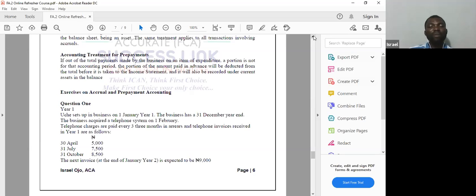For the telephone charge, they normally pay every 3 months, and they purchased it in the month of February. So they use it in February, March and April. At the end of April, they forward an invoice of 5,000 naira. Can you see that? Then after that we move on to the other one that we have.